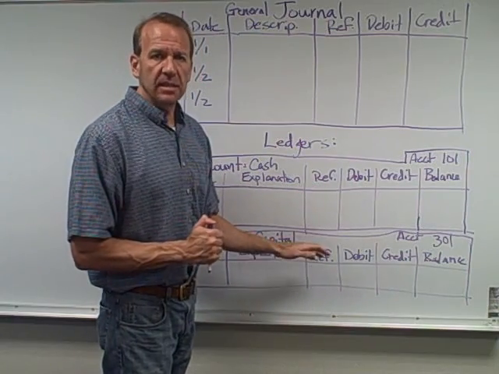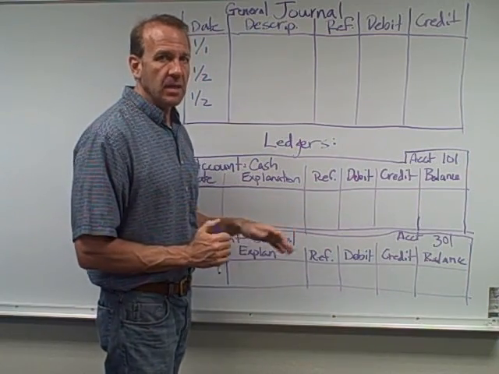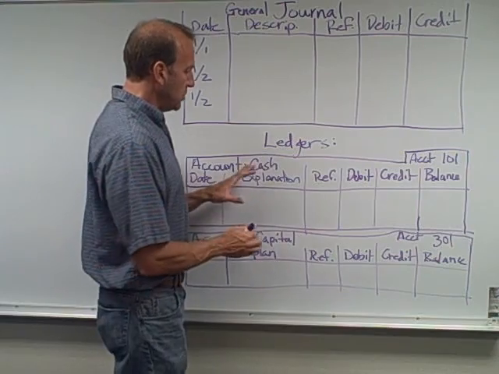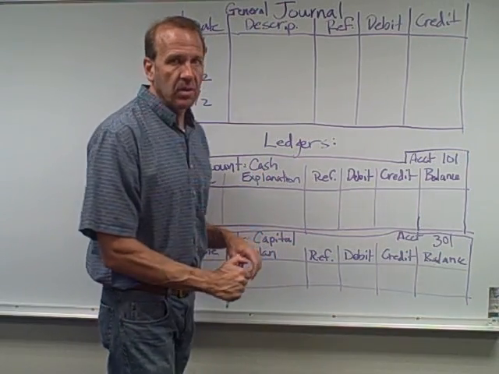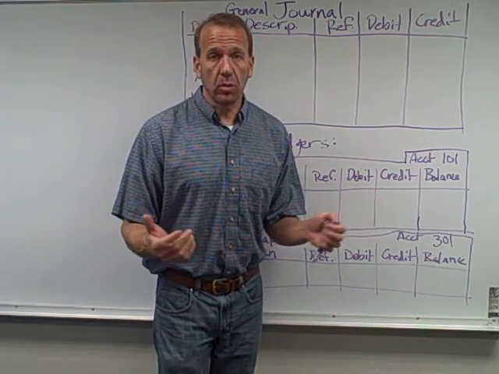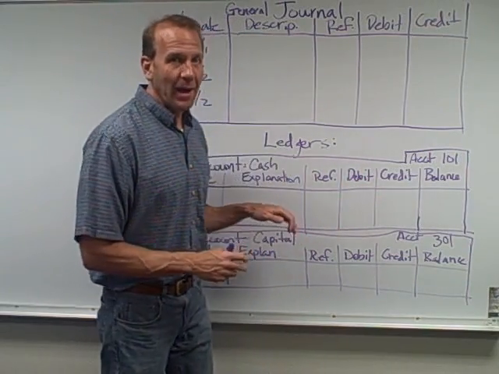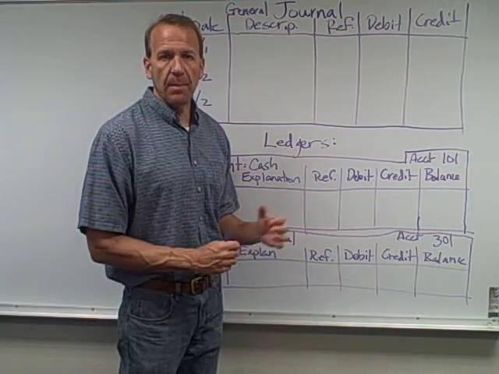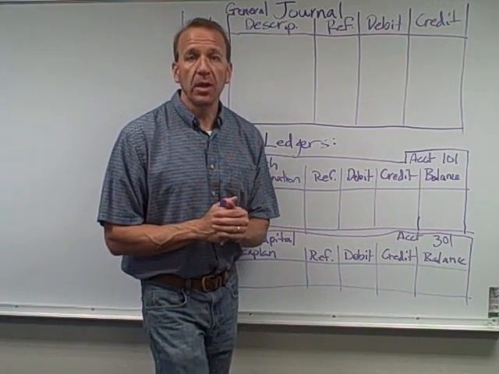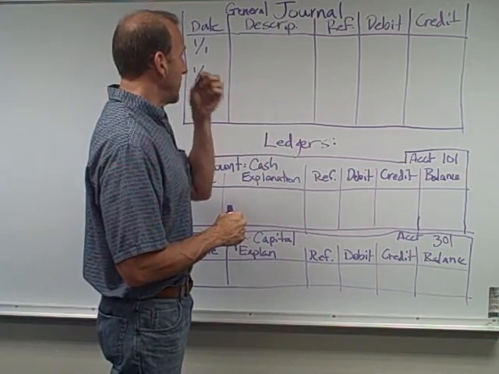Ledgers are similar to T accounts in that they track the balance of accounts. So here I have two ledgers. I've got the cash ledger and the capital ledger. Every account would have its own ledger, but I don't have room to write all of that. So I'm just doing these two ledgers right now to give you an example of how they work. All right? So let's go through three transactions right now.